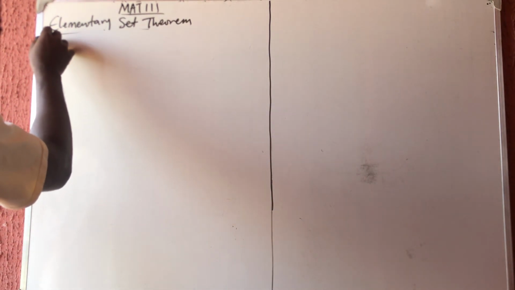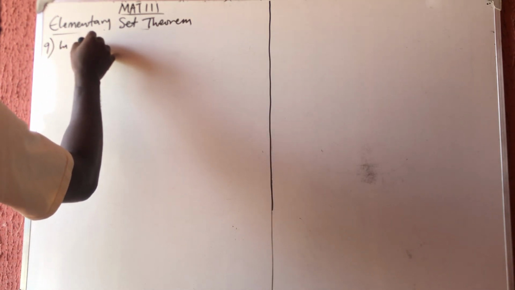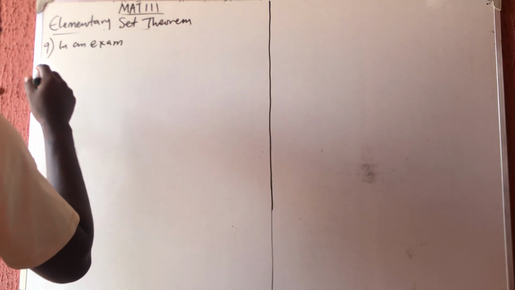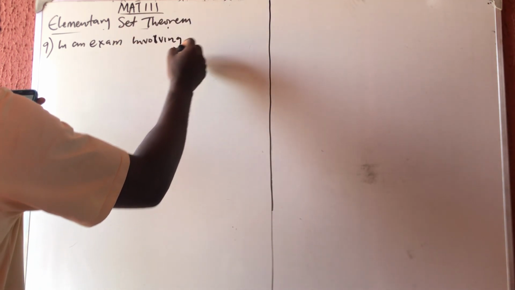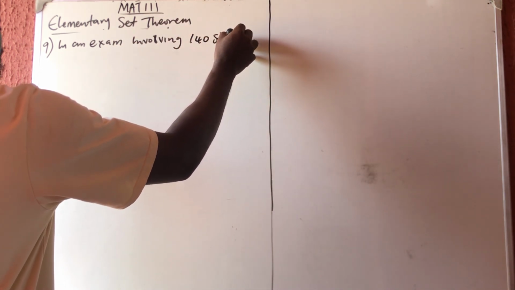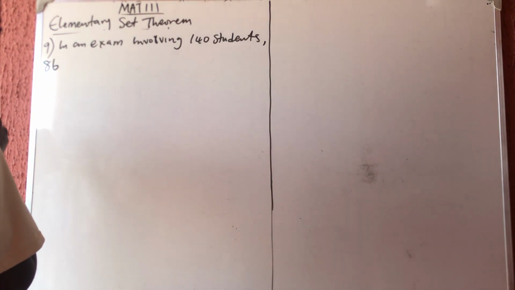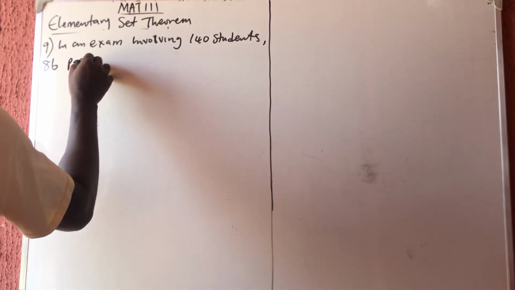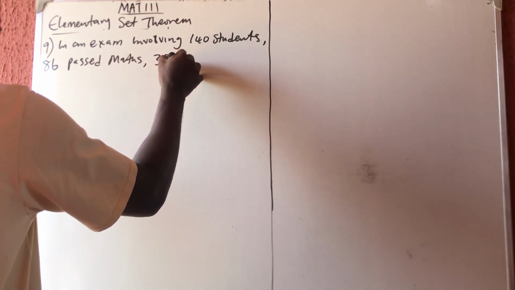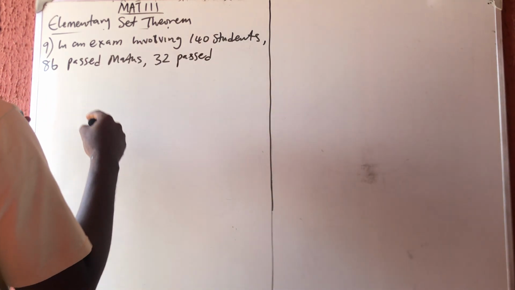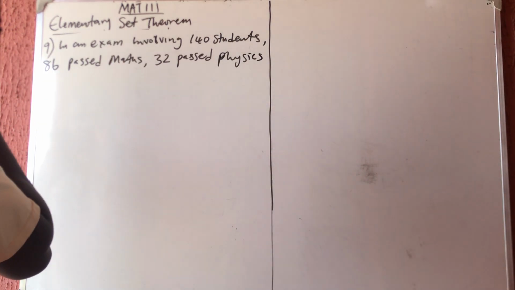Question number 9 said, in an exam involving 140 students, 86 passed maths, 32 passed physics.